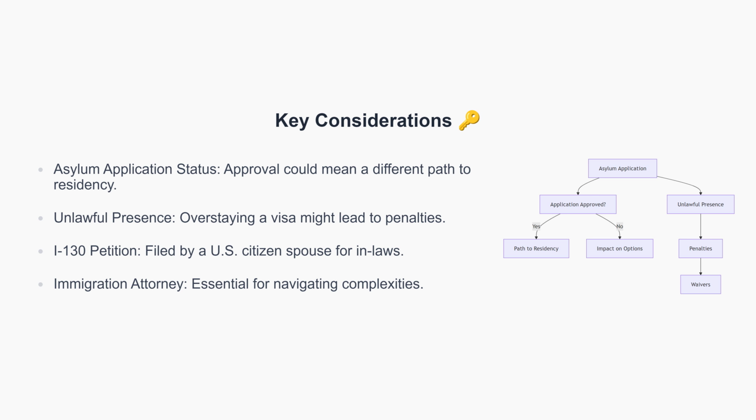Your wife, being a U.S. citizen, can file an I-130 petition for her parents, which, if approved, allows them to apply for a green card. Finally, consulting an immigration attorney is essential, given the complexities involved.